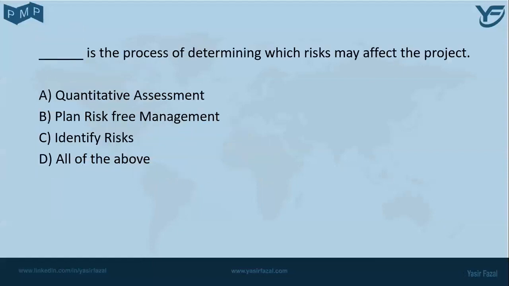So here is a question for you guys. Dash is the process of determining which risks may affect the project. You have four choices. First one is quantitative assessment. Number two, plan risk management. Number three is identifying risk, and fourth one is all of the above.